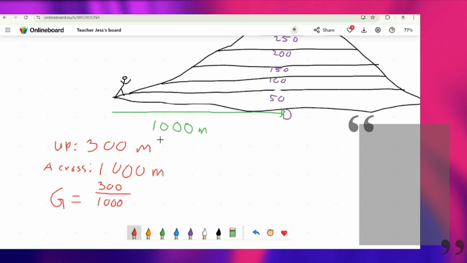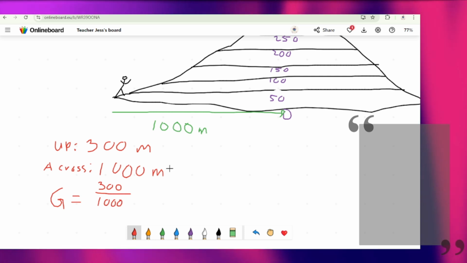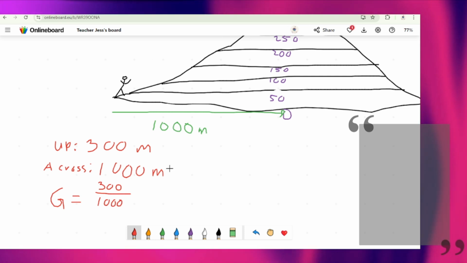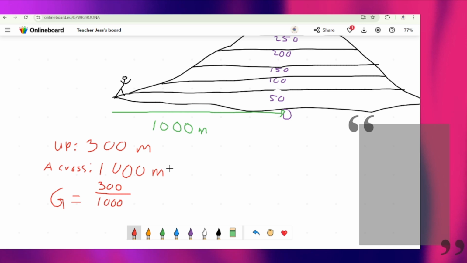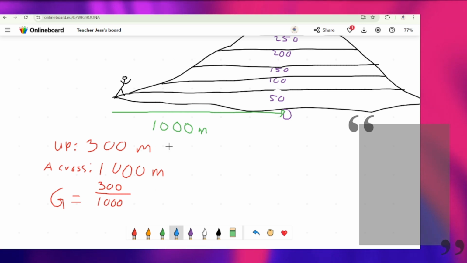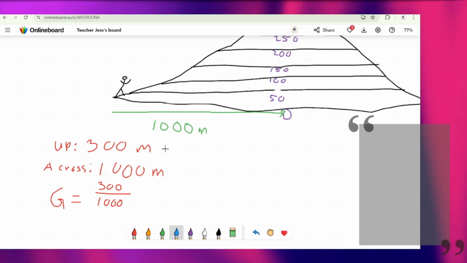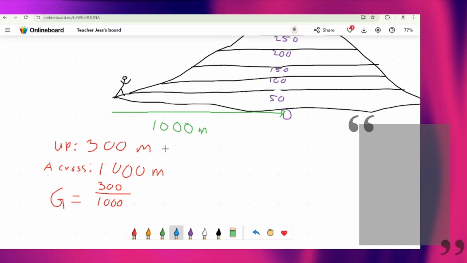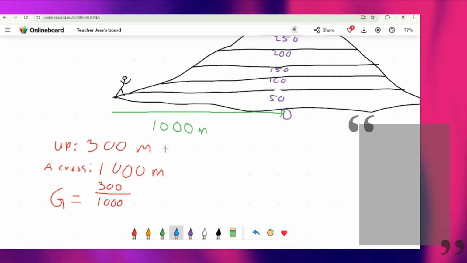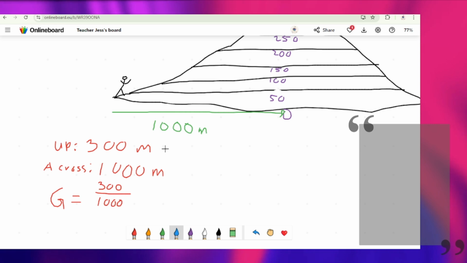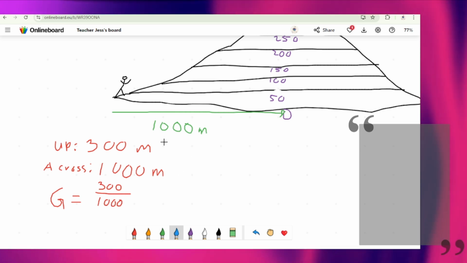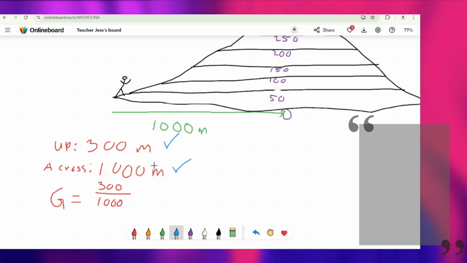When I get my up and my across, I want to always make sure it's the same units. So in this case, I've used meters. I think it's safe to say to always use meters. Typically in the maps that we work with, it's always meters. All of the maps that my students have are always in meters, so let's keep those units. The units are the same, so we can put that into the formula.